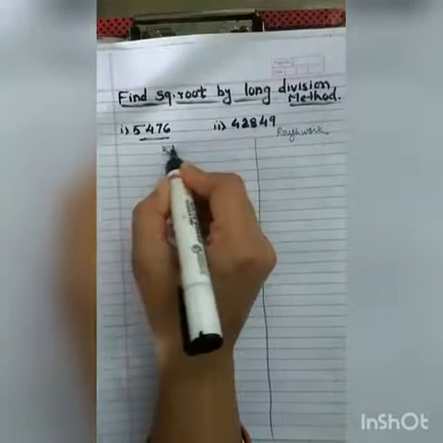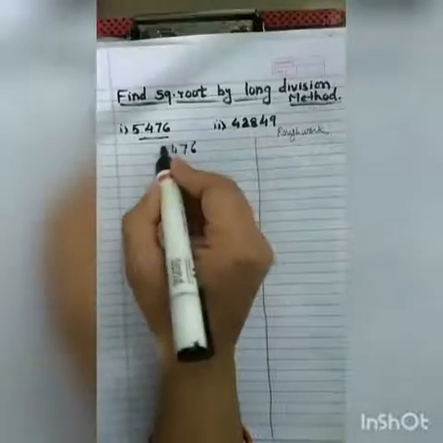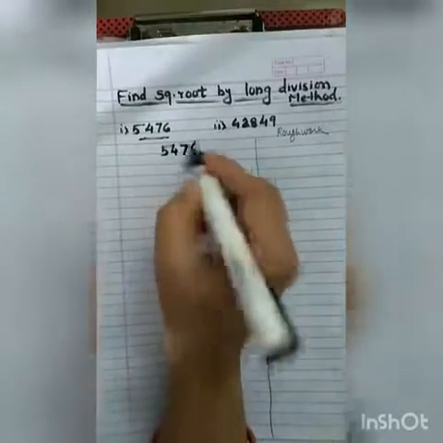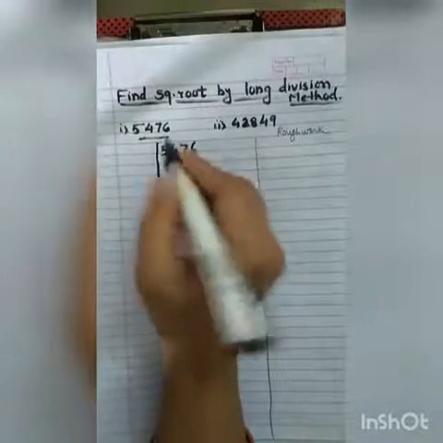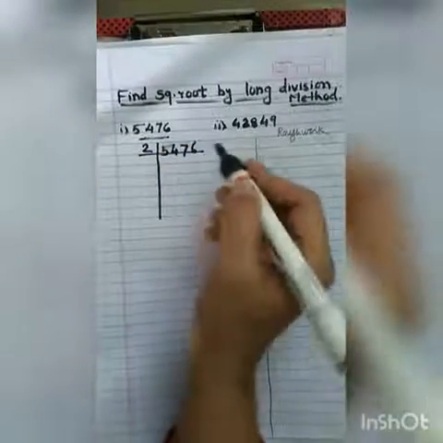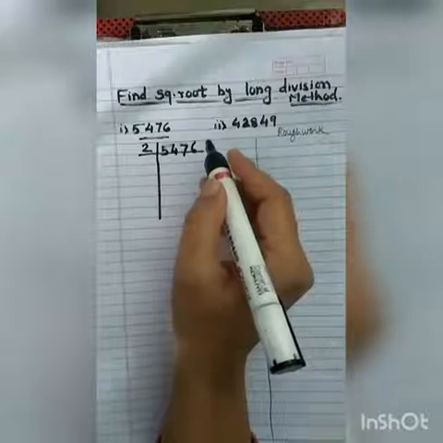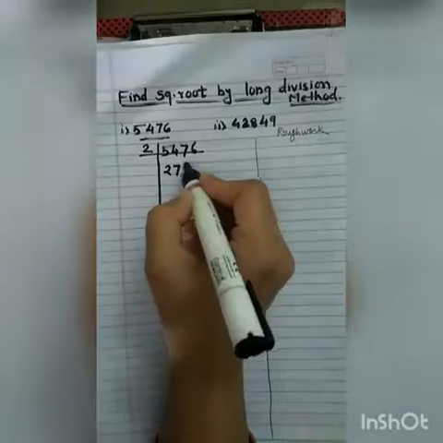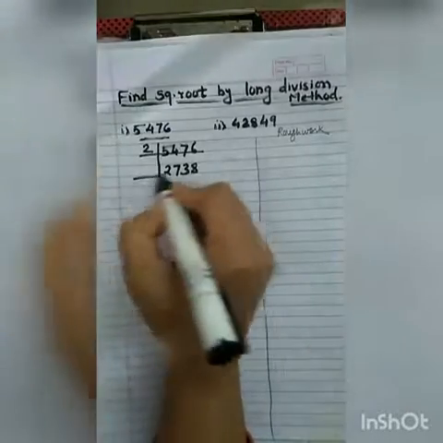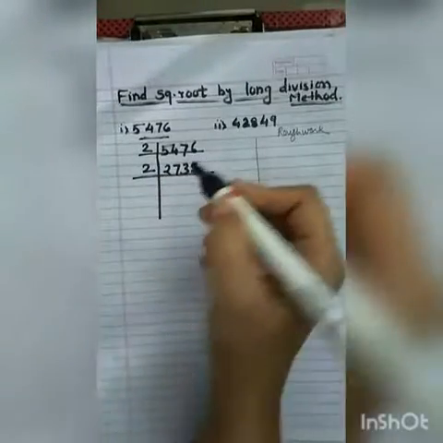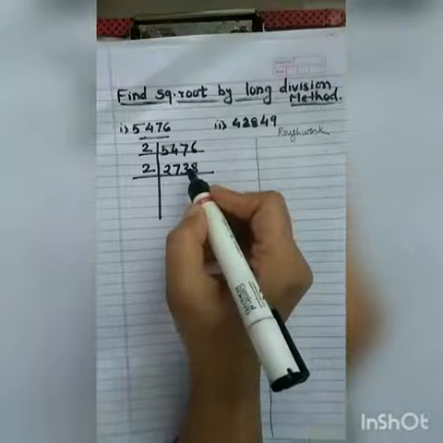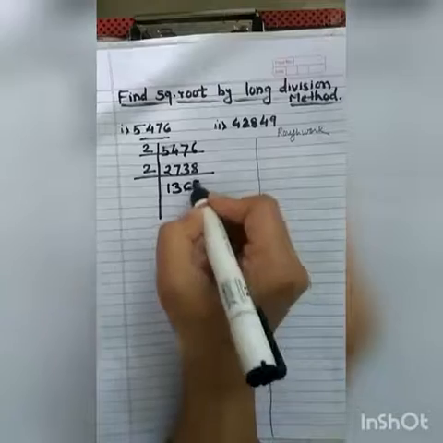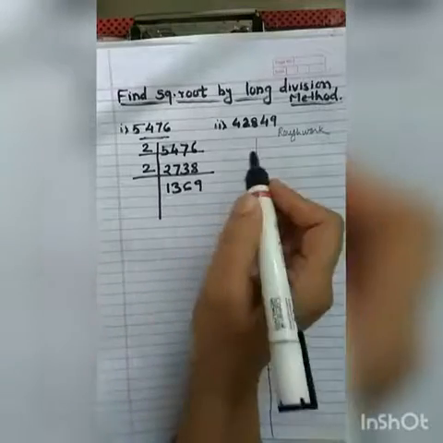Suppose 5476. We will first go with the prime factorization method. As it is an even number, it is divisible by 2. After dividing by 2, what do we get? 2, 7, 3, 8. Again it is divisible by 2. After dividing by 2 we get 1, 3, 6, 9.